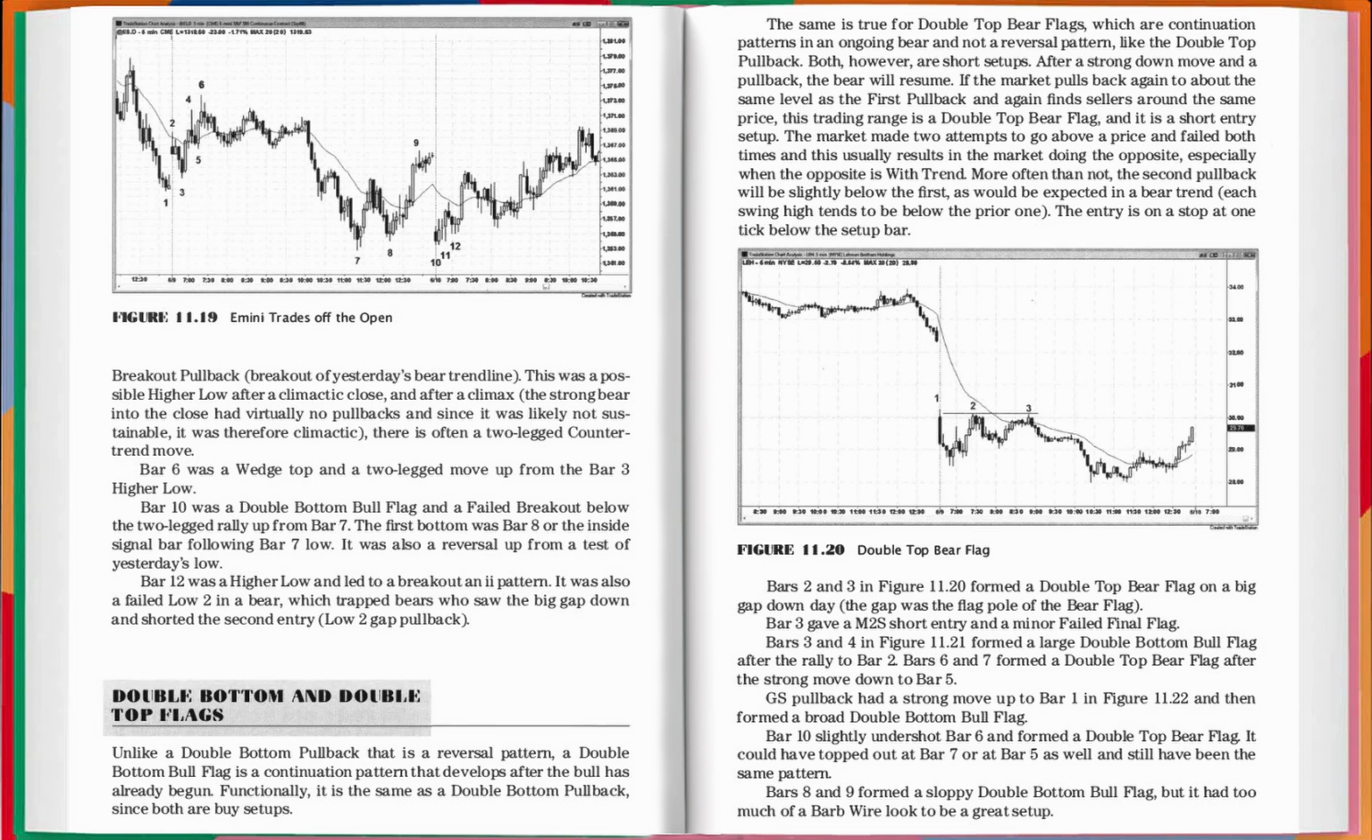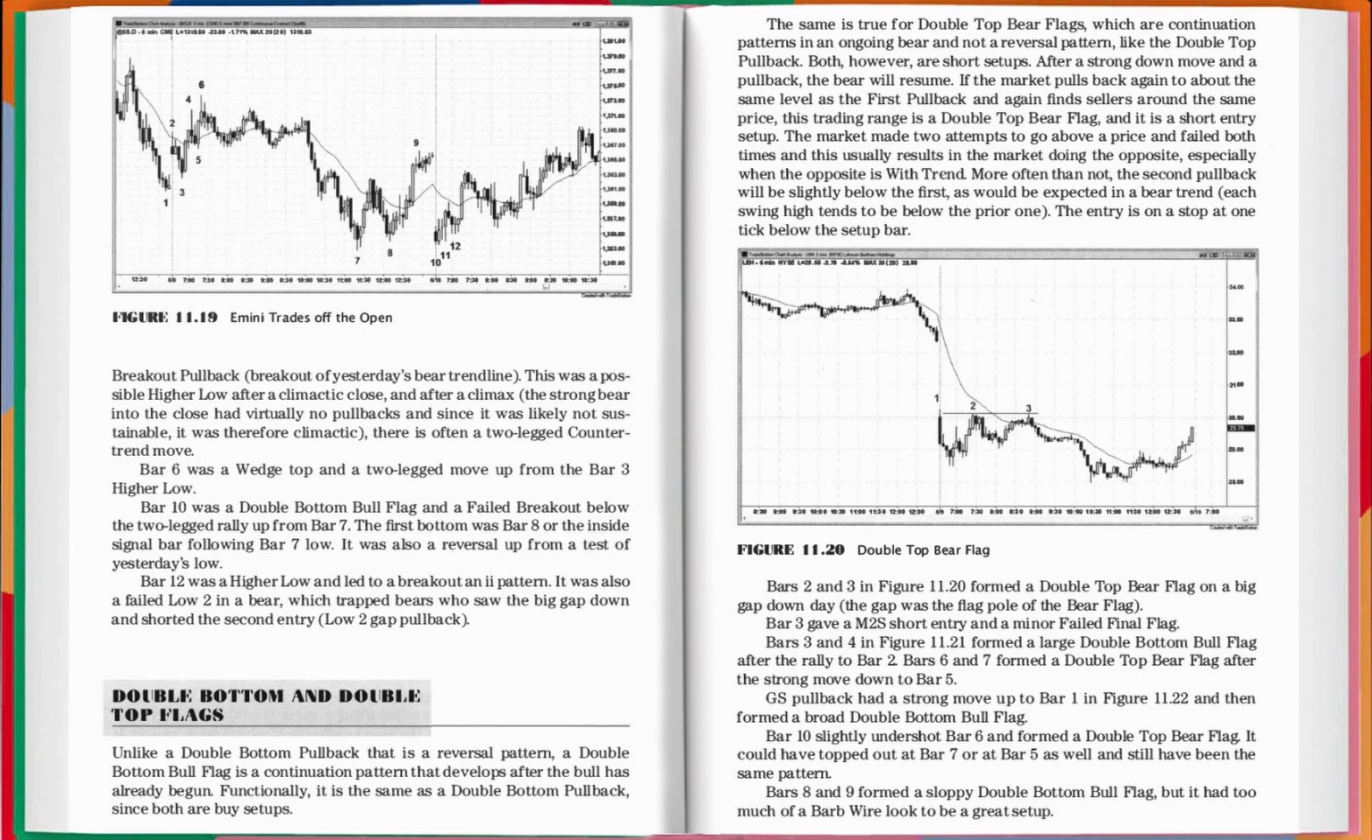Bar 10 was a double bottom bull flag and a failed breakout below the 2-legged rally up from Bar 7. The first bottom was Bar 8, or the inside signal bar following Bar 7 low. It was also a reversal up from a test of yesterday's low. Bar 12 was a higher low and led to a breakout in Roman 2 pattern. It was also a failed low 2 in a bear, which trapped bears who saw the big gap down and shorted the second entry low 2 gap pullback.